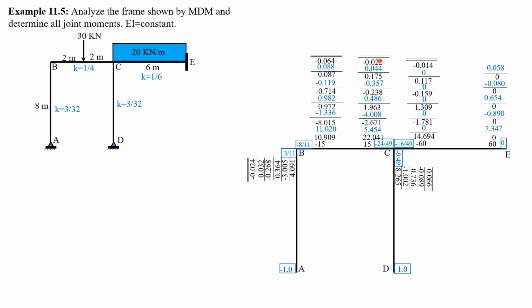plus 1.963 plus 0.486 minus 0.238 minus 0.357 plus 0.175 plus 0.044 minus 0.022, and the value is 37.867.